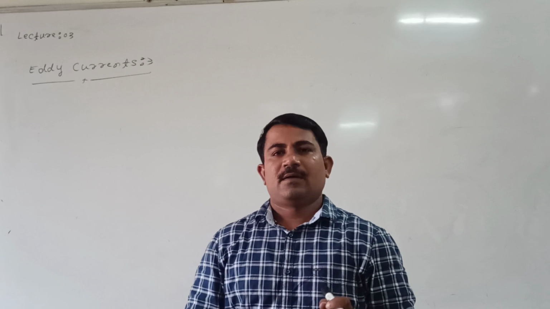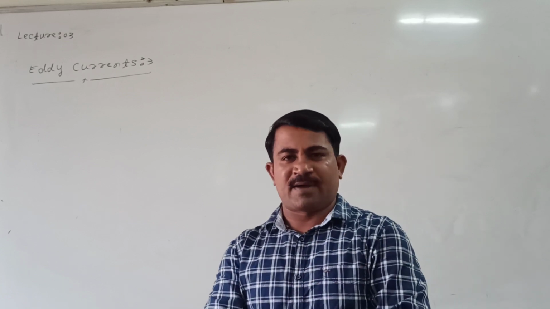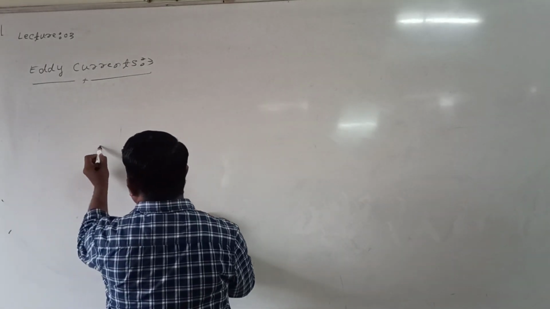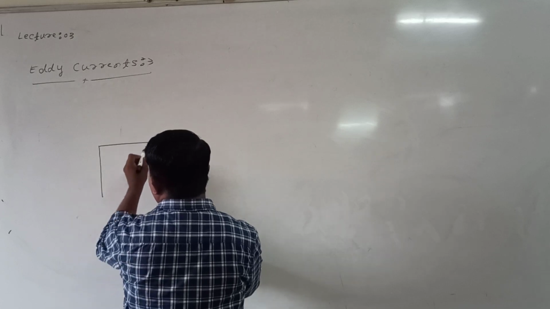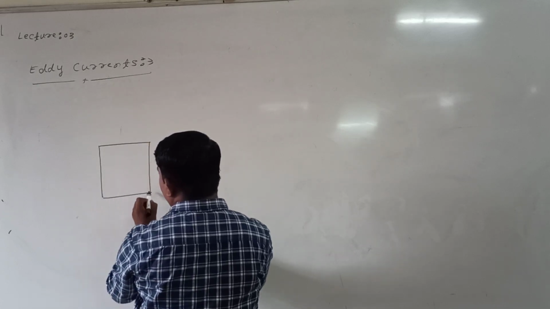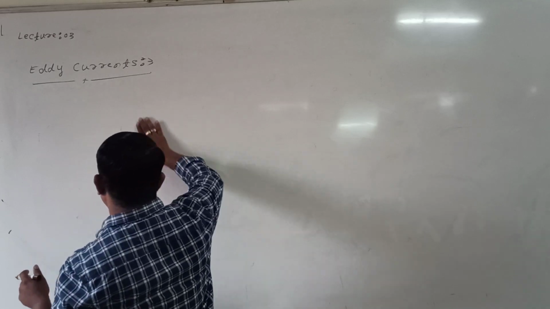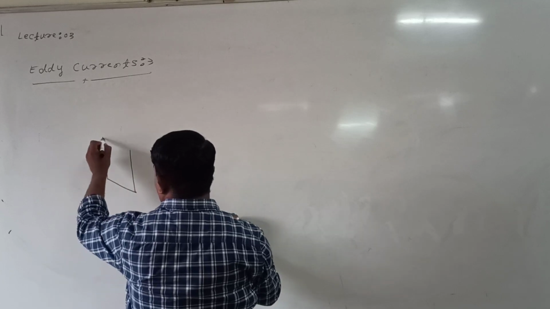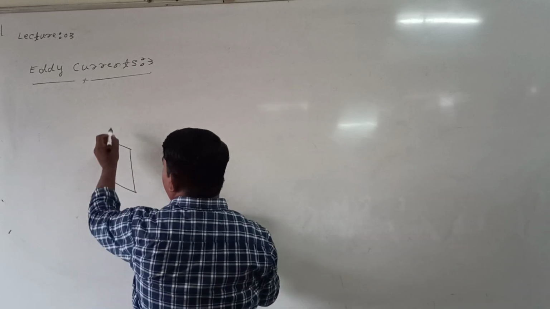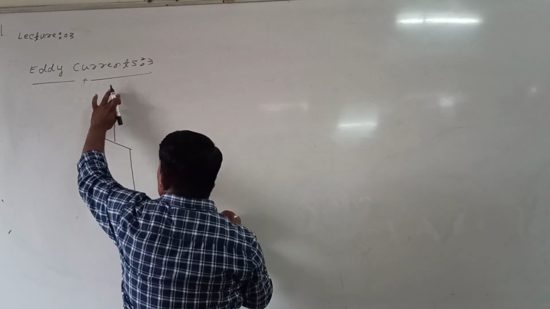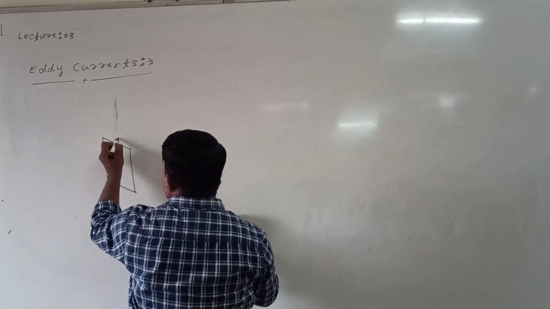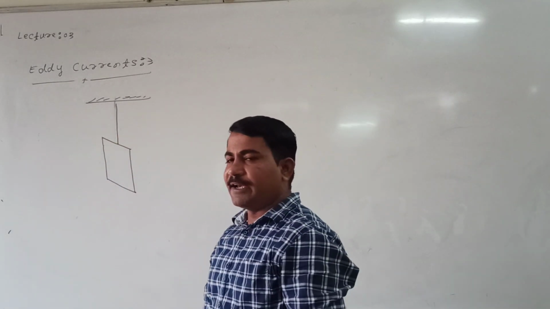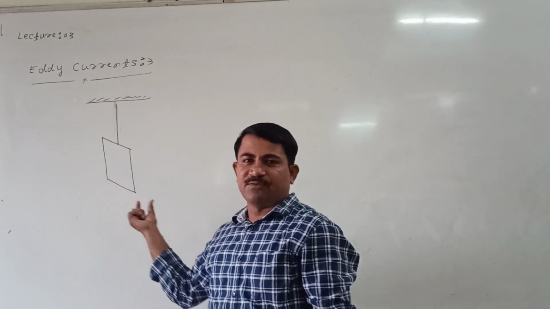I will take a rectangular coil placed in a uniform magnetic field. How is it? See here. I can take simply this as the rectangular coil. This rectangular coil is freely suspended, like this way. And this rectangular coil oscillates, freely oscillates.